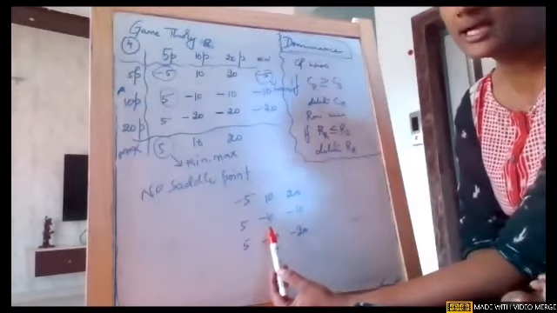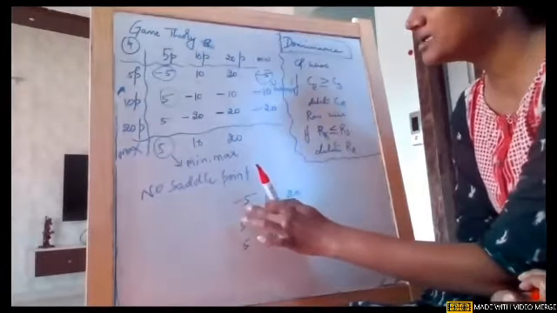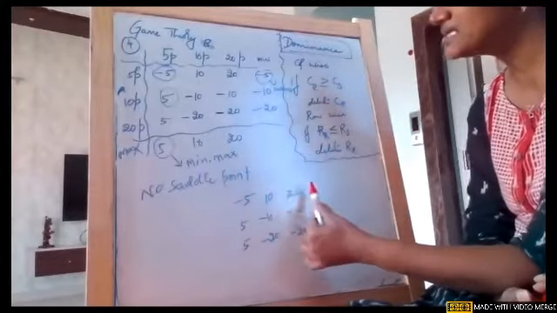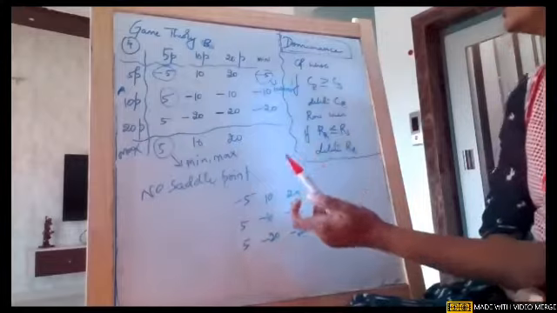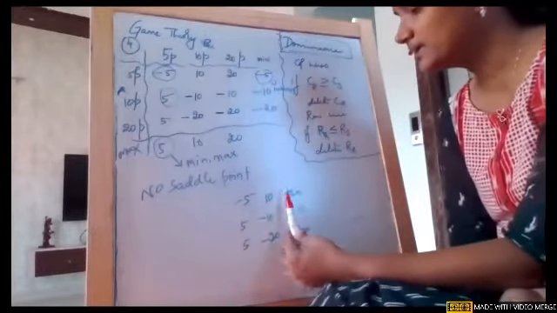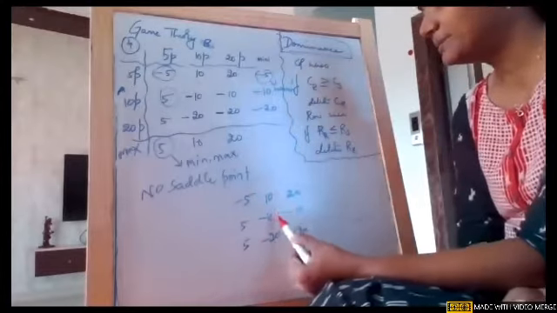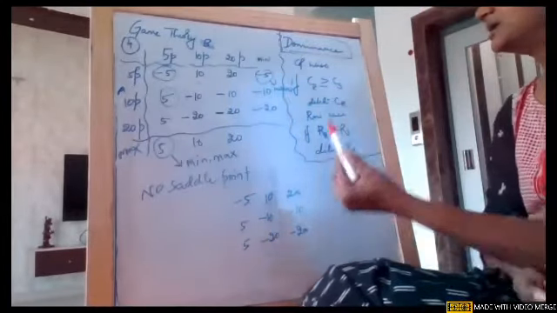So no, I can't compare the first column and second column. I'll see the comparison of the first column and third column. Minus 5 is less than 20, but 5 is greater than minus 10, so again it is not satisfied. Now we will compare the second and third columns. 10 is less than 20, minus 10 and minus 10 are equal, minus 20 and minus 20 are equal.